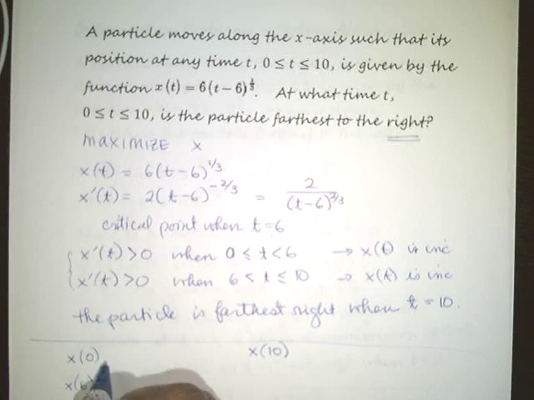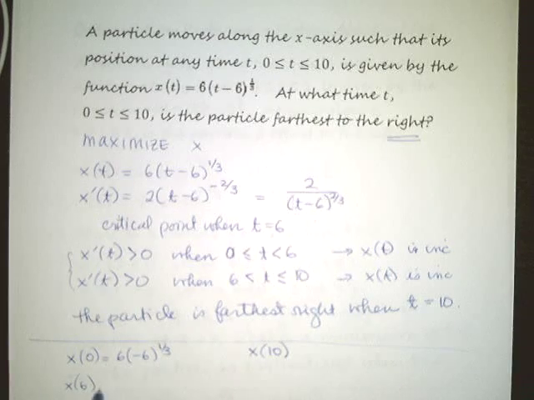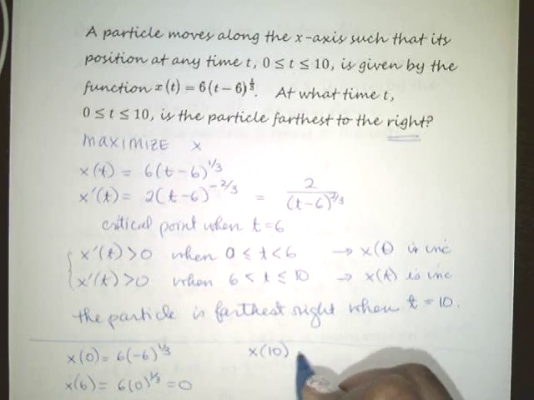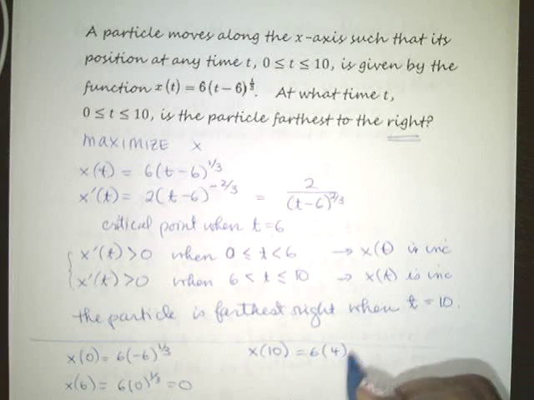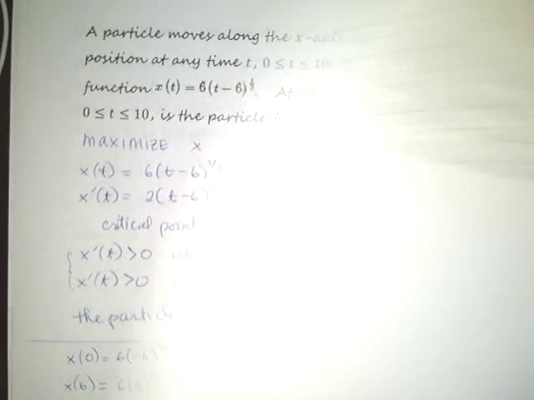And it doesn't take too long. This is 6 times negative 6 to the 1/3. That's small. This is 6 times 0 to the 1/3. That's 0. And that's 6 times 4 to the 1/3, which is a positive number. This one's clearly the maximum, and when the particle is farthest to the right, even when I do the candidates test.